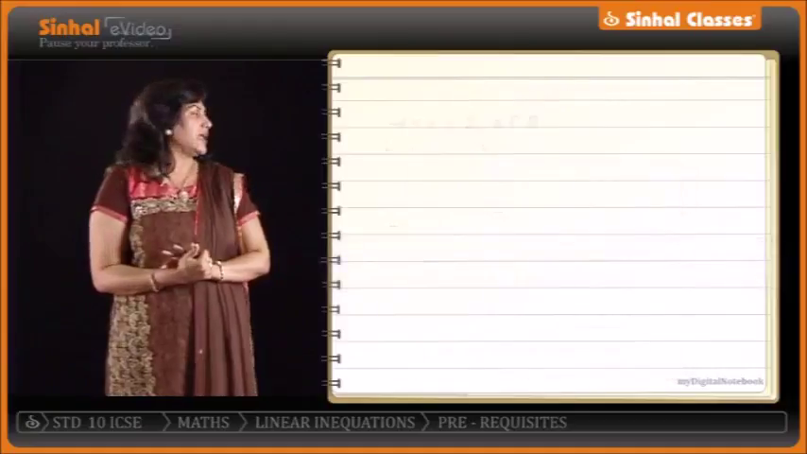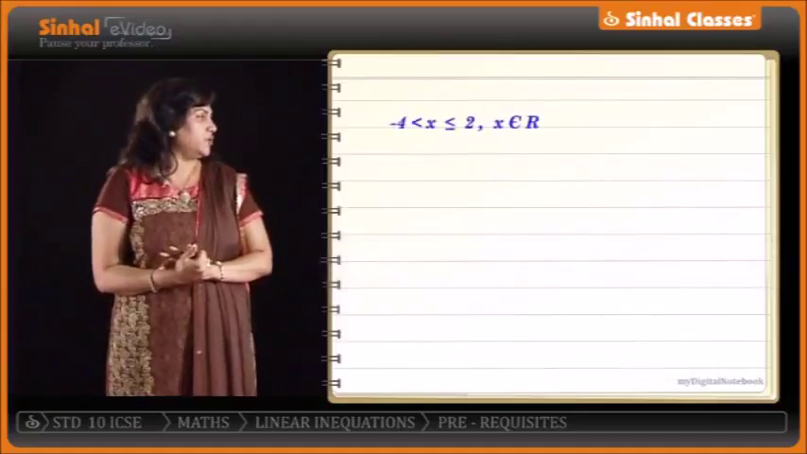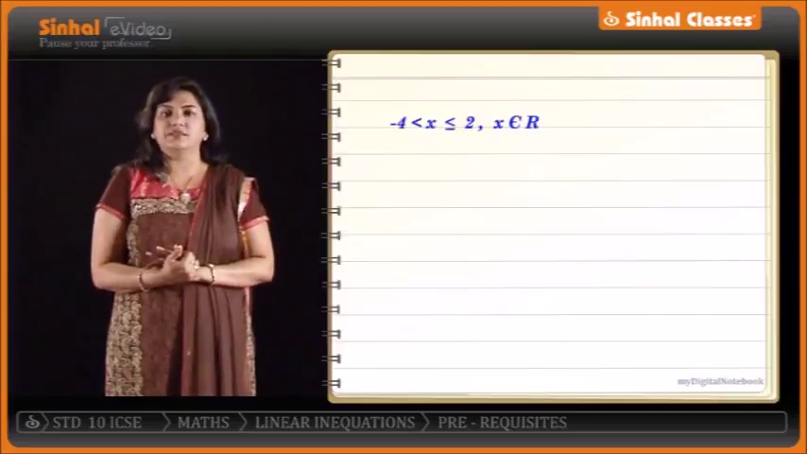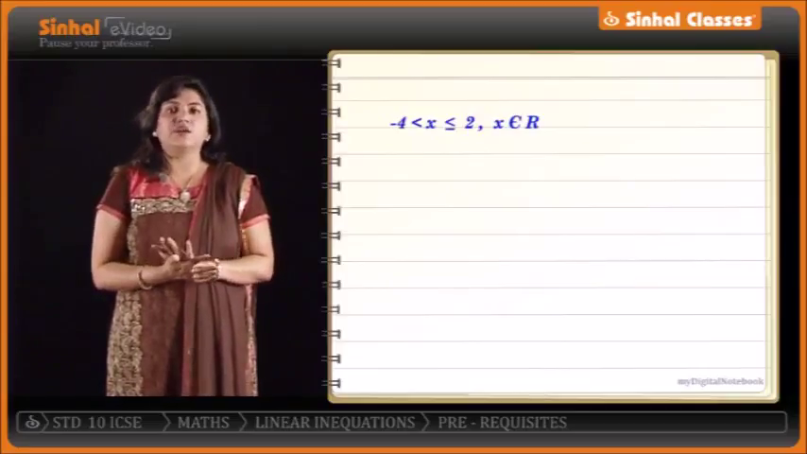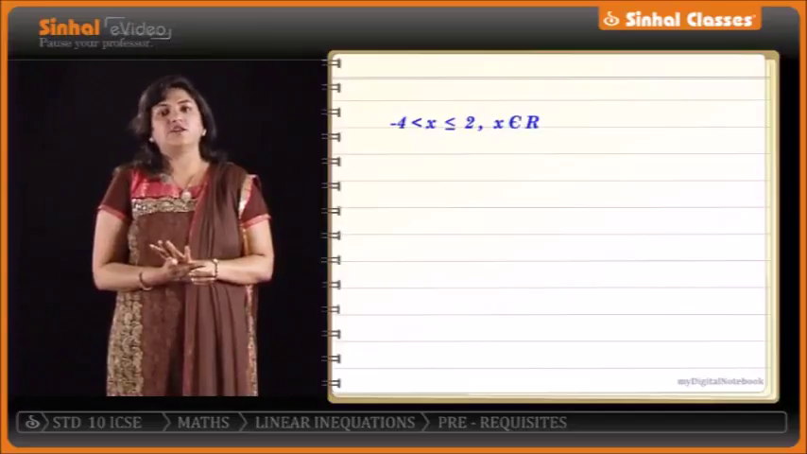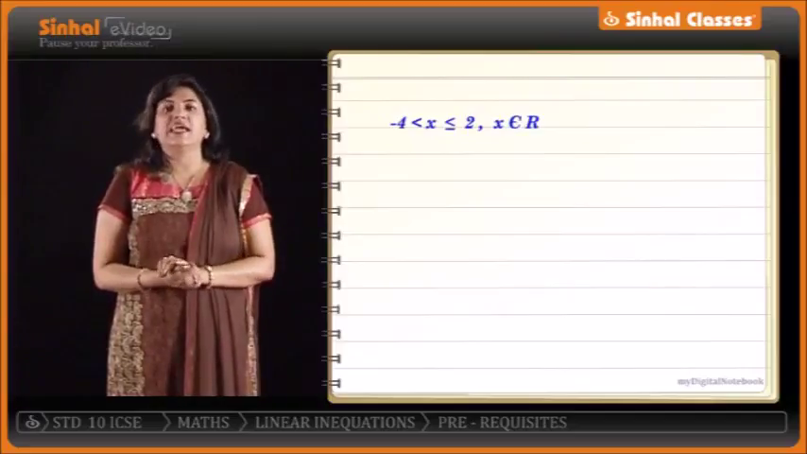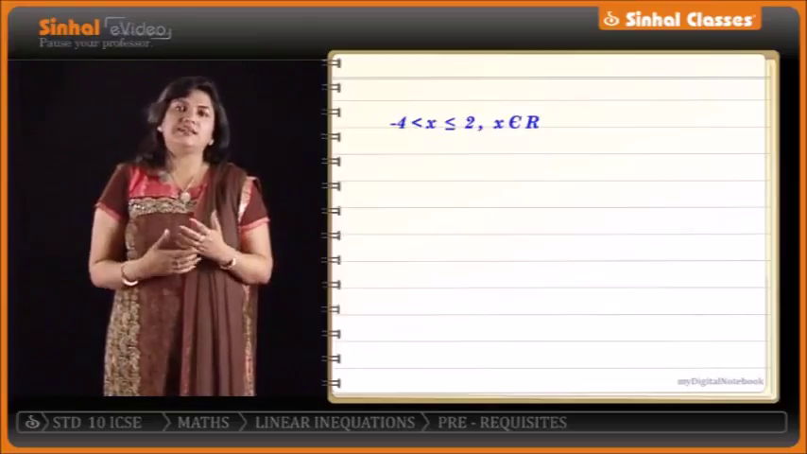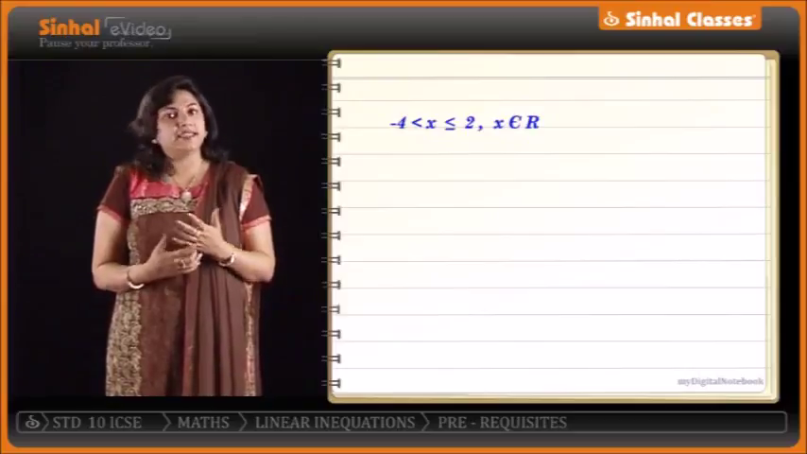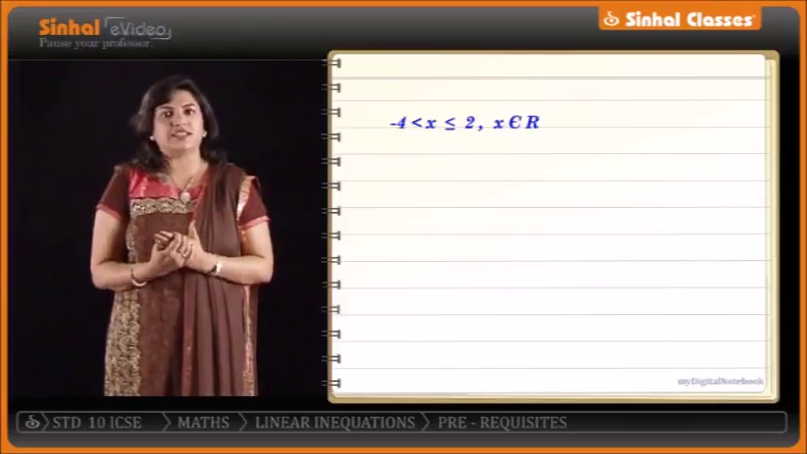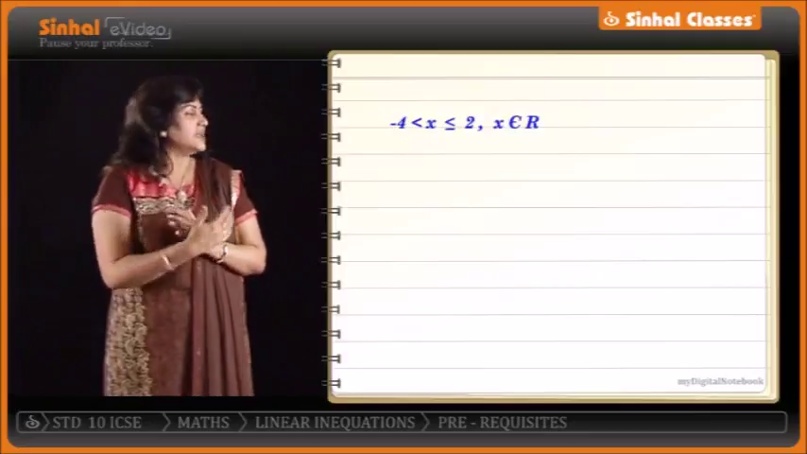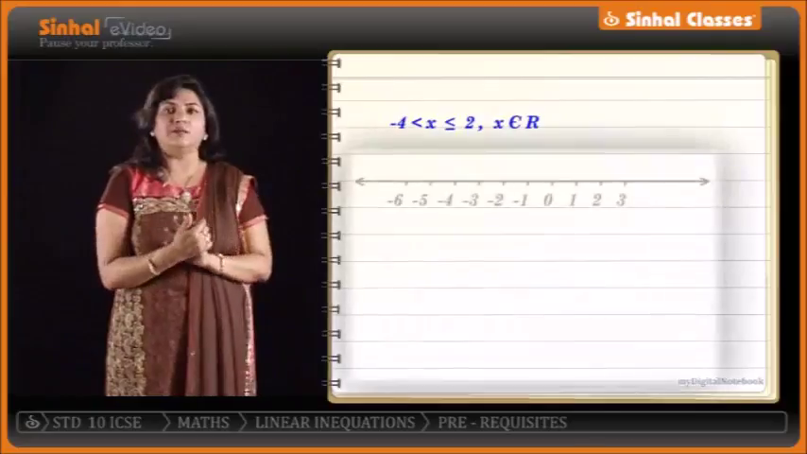Next example, x greater than -4 less than or equal to 2, x belongs to real numbers. Now as we've seen earlier, what are real numbers? They are the set of all possible numbers including decimals, fractions, integers and so on. Now here, can we list the numbers of the set? In this case, it's not possible to list the numbers of the set because it will contain decimals also. So in such a case, we draw the number line.